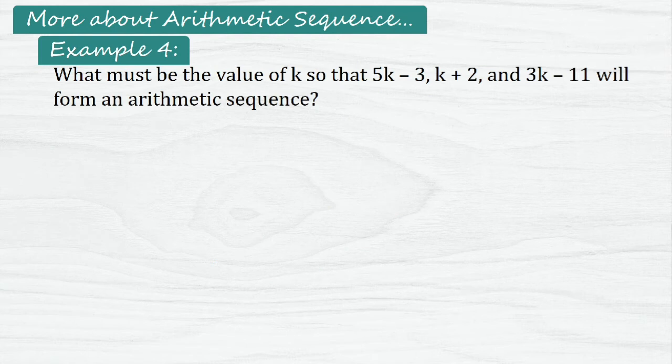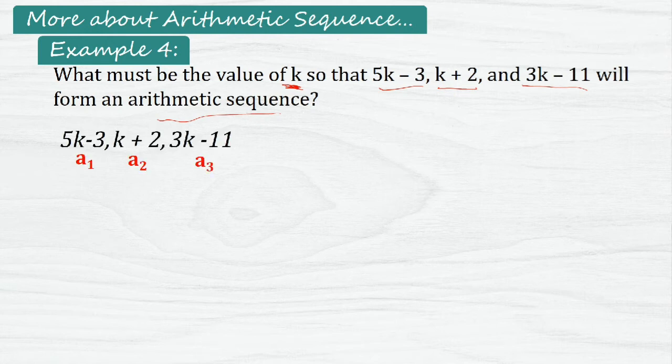Here's another example on arithmetic sequence. What must be the value of k? So we're going to solve for the value of k so that 5k minus 3, k plus 2, and 3k minus 11 will form an arithmetic sequence. Okay, so we have to solve for the value of k. So 5k minus 3, this is the first term. K plus 2 is the second term. 3k minus 11 is the third term.